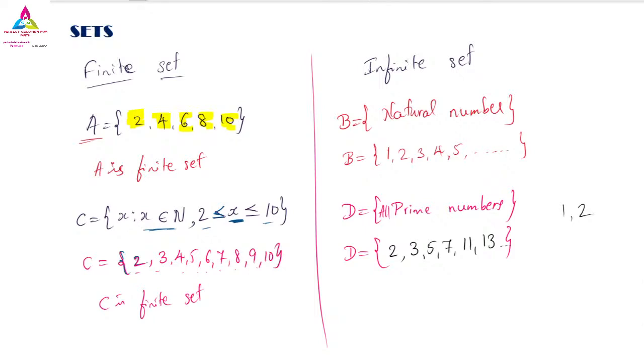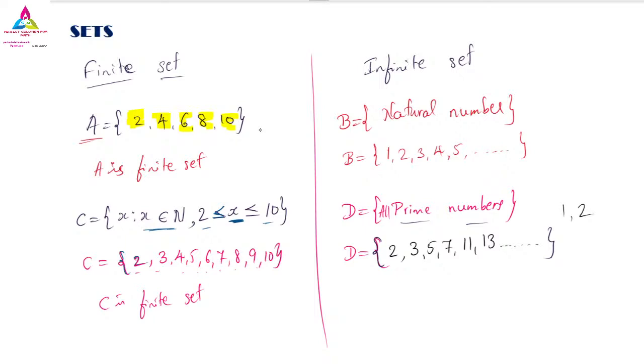Remember, we don't have an end for the prime numbers. But the prime numbers will not start from 1, because 1 is not a prime number. 1 is not a composite number either. What is the definition of a prime number? Any number divisible by itself and 1.